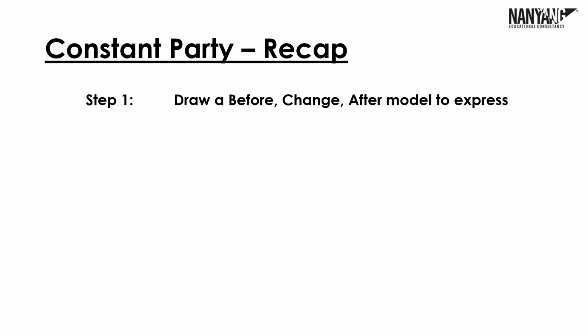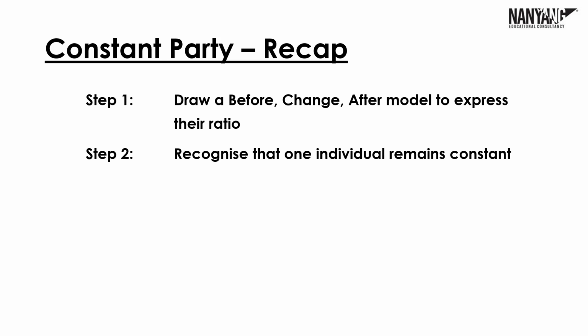Now let's do a recap. Our first step is to draw a before change after model to express their ratio. Next, we recognize that one individual remains constant, and we equate his or her before and after parts. By doing so, we can use the change to find 1 unit and hence easily solve the question.